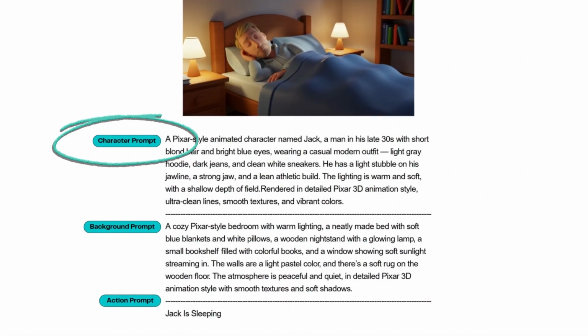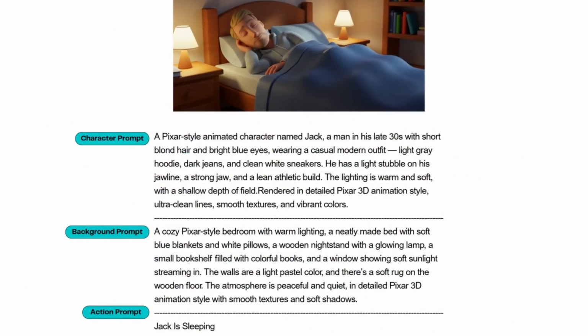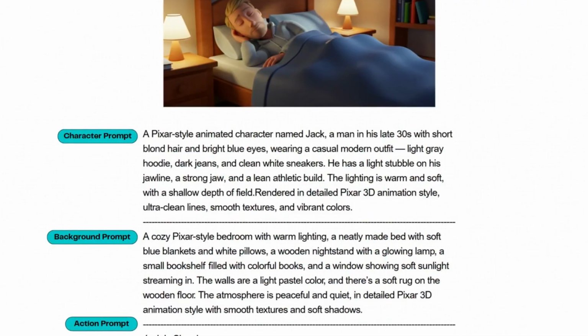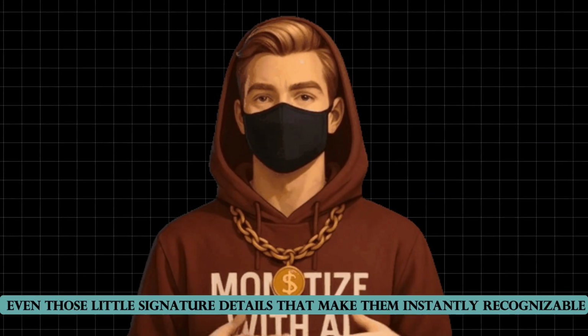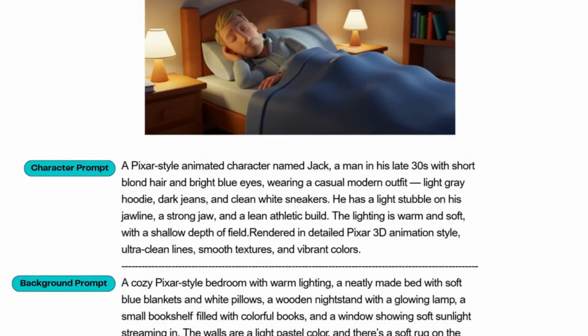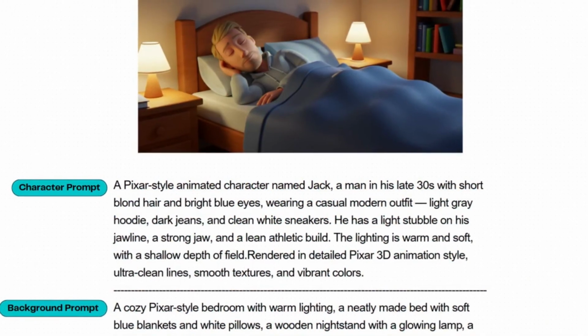First, you've got the character prompt. This is your blueprint. It includes everything about how your character looks: face shape, eye color, hairstyle, clothing style, even those little signature details that make them instantly recognizable. This part never changes. It's the anchor that keeps your character consistent no matter what scene you're building.